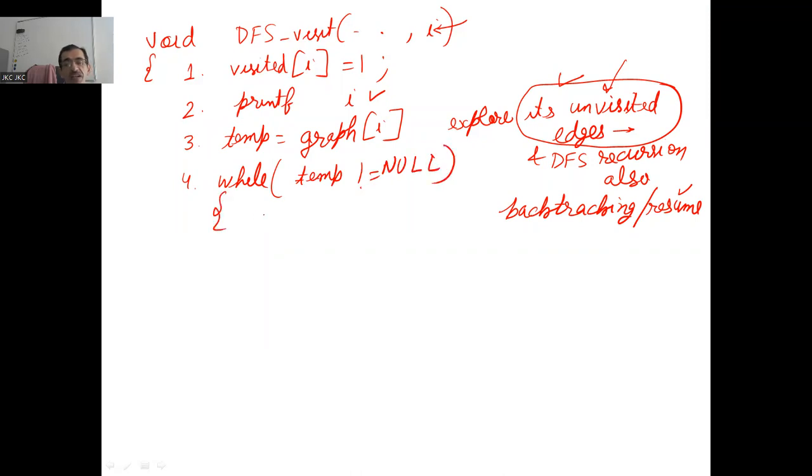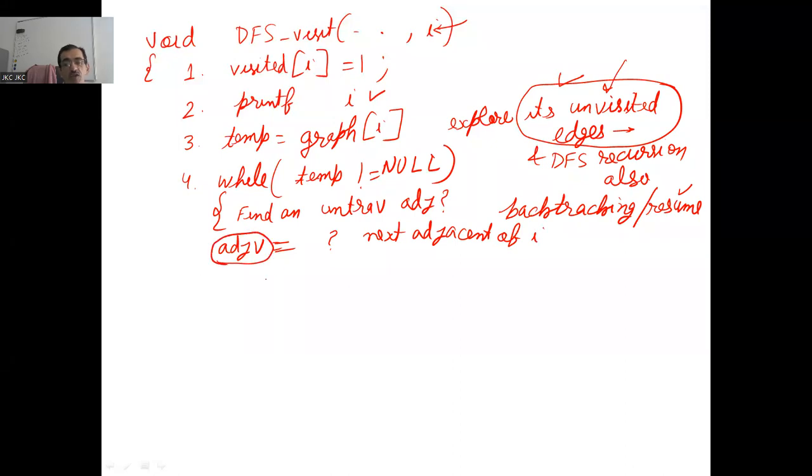And now I will find the first adjacent untraversed or unvisited vertex, or find an untraversed adjacent one by one. Means what? Effectively, I will say, let's say j equal to the next adjacent. Or I will say the adjacent vertex, adj v, equal to the next adjacent of this I, and I will check if it is traversed or not.